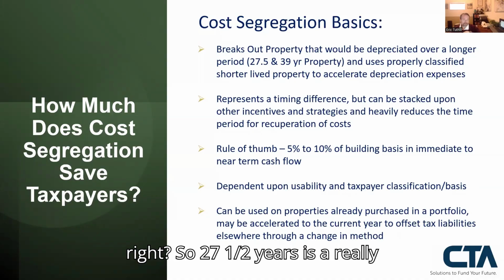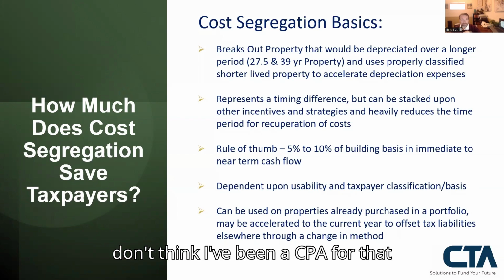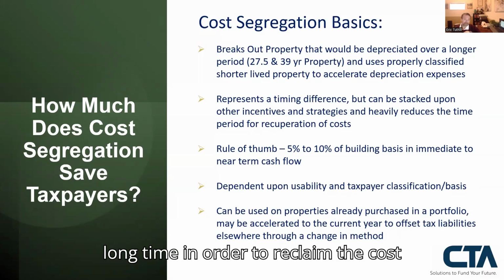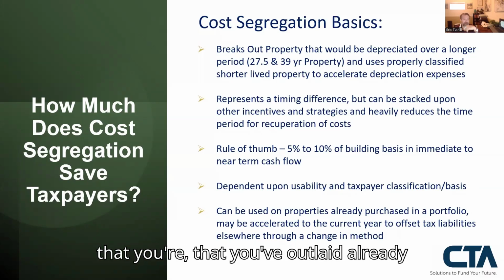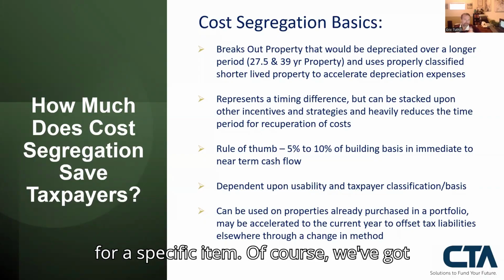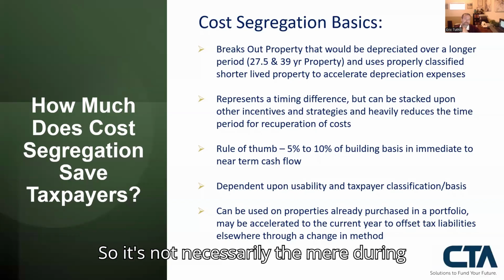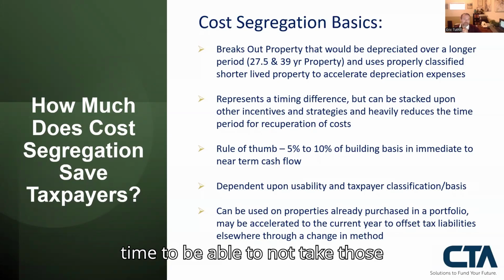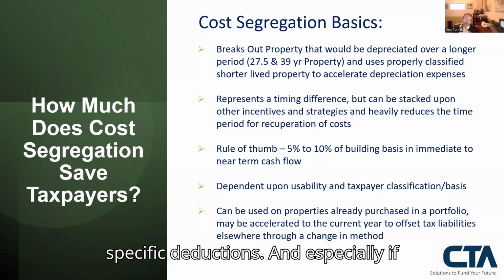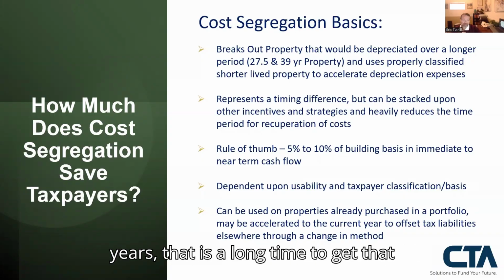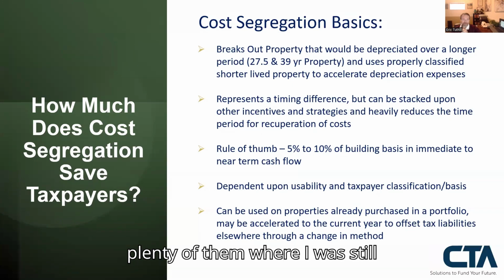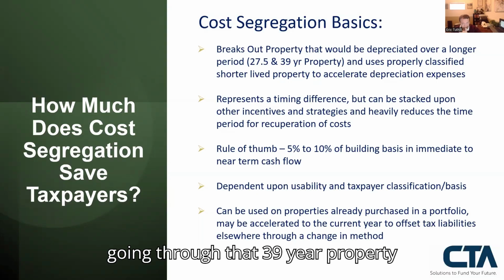So 27 and a half years is a really long time. I don't think I've been a CPA for that long. I haven't been a CPA for that long, but it's a very, very long time in order to reclaim the cost that you've outlaid already for a specific item. Of course, we've got mortgage stuff and a lot of that stuff. So it's not necessarily the mirroring principle, but it's a long time to be able to not take those specific deductions. And especially if you're looking at commercial property, 39 years, that is a long time to get that back. I know I've seen plenty of them where I was still depreciating ones that were placed into service a bajillion years ago, and going through that 39-year property window.